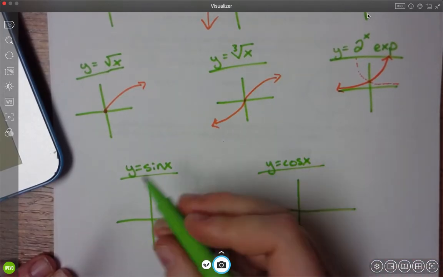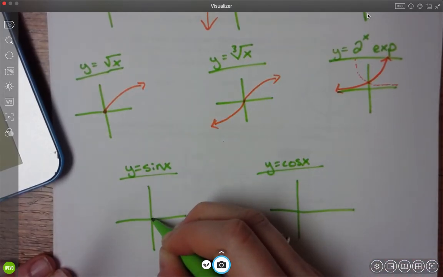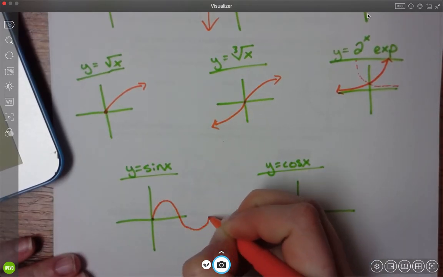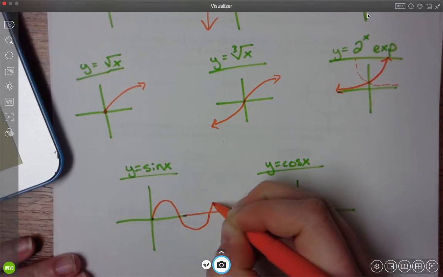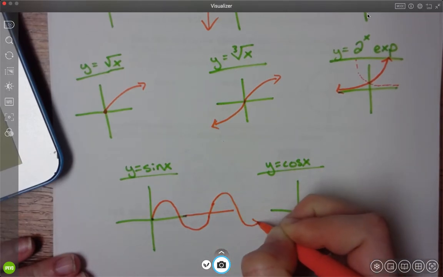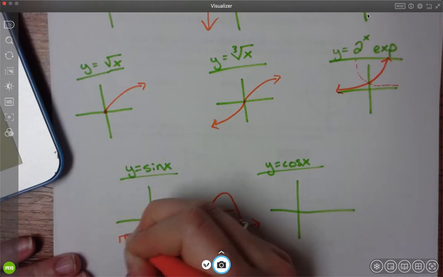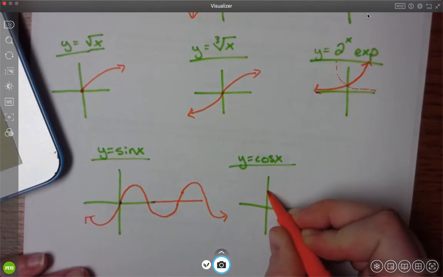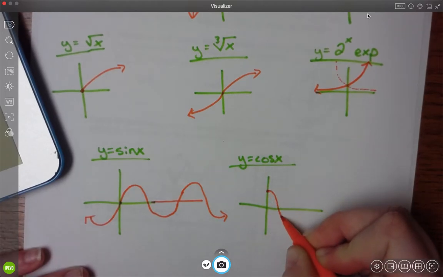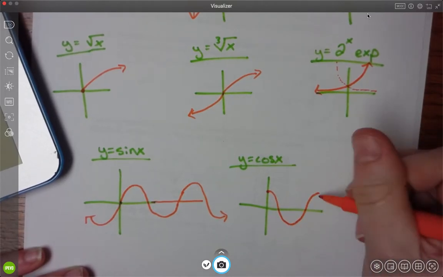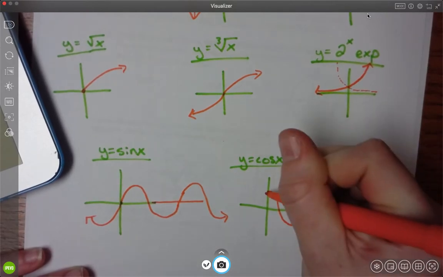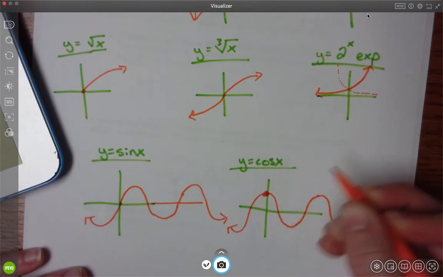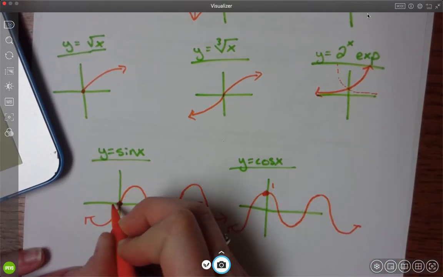But sine of x starts here. This is what sine of x looks like, and it does one of these. It is like a wave, and of course it will keep going on forever in this direction as well. That's what the graph of sine will look like. Cosine will be kind of the same thing, except it'll start up here, go down, and come back up again. So it will still look like a wave, like what sine does, except it starts up here at 1, where sine starts down here at 0.